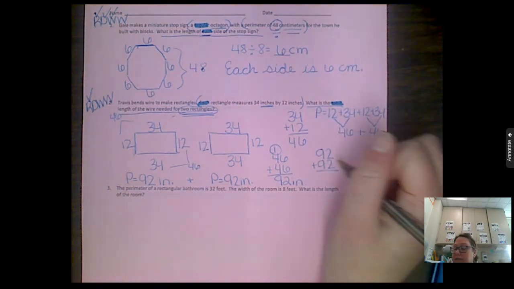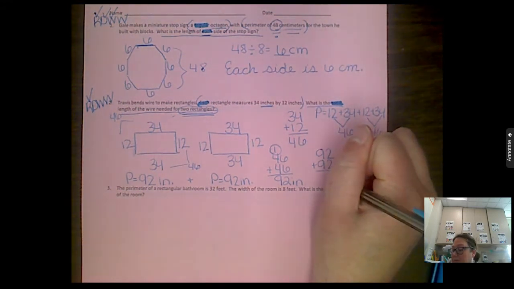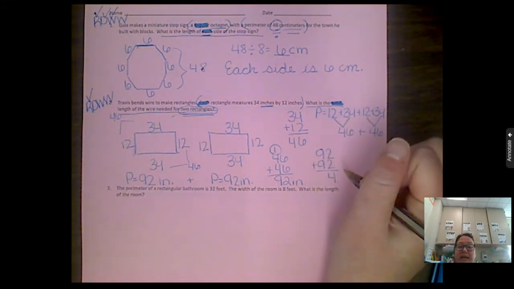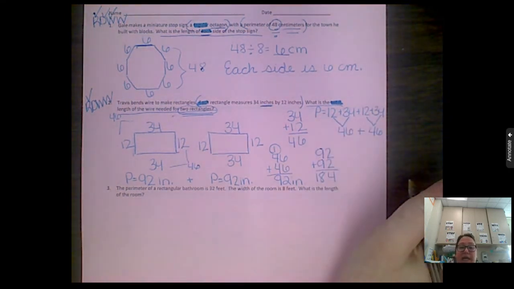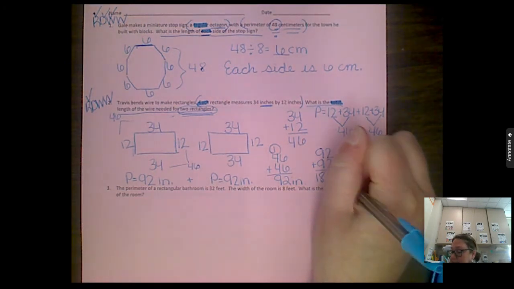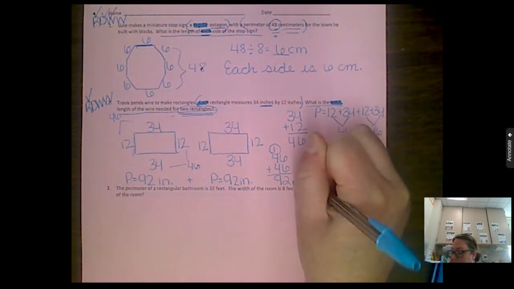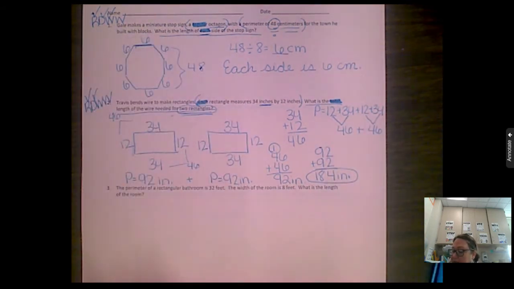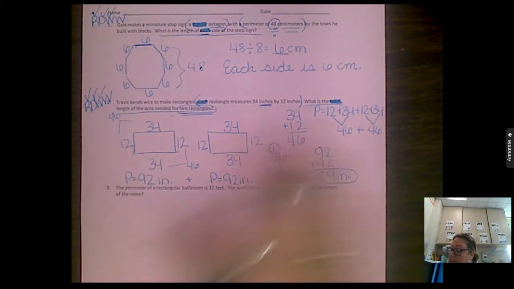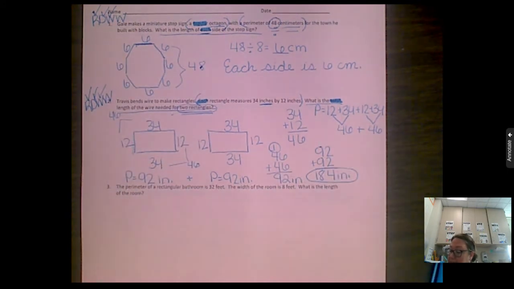2 plus 2 is 4. 9 plus 9 is 18. So that equals 184. What's my label? Inches, right? 184 inches. We can check off our drawing because we did that. We can check off our number sentence because we wrote plenty of number sentences. The last thing is our word sentence.